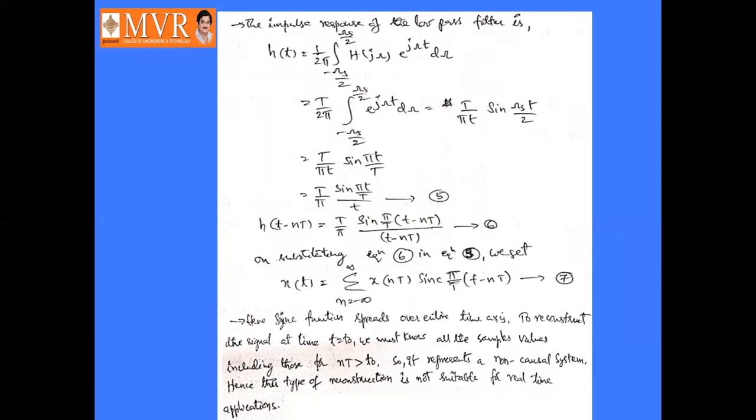So on substituting equation 6 in equation number 3, we get x of t equal to sigma n equal to minus infinity to infinity x of nT into sinc pi by T into t minus nT. That is equation number 7.